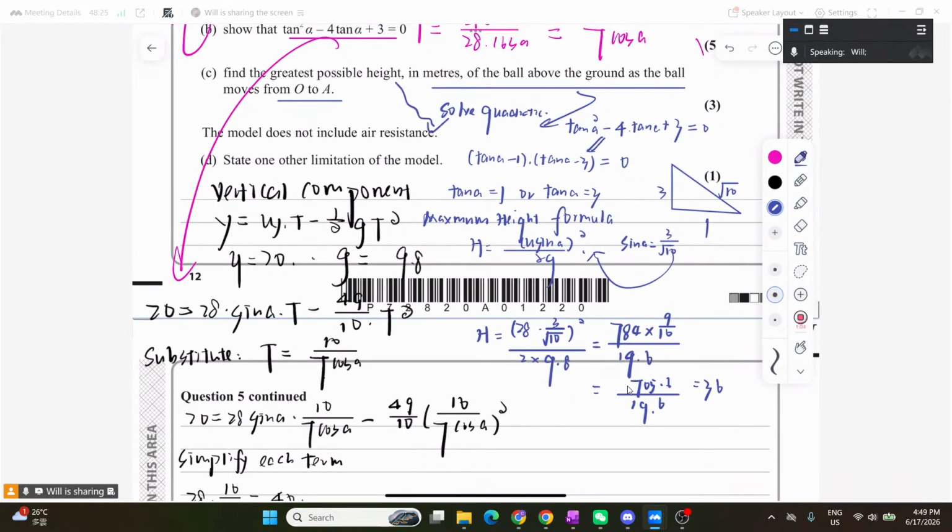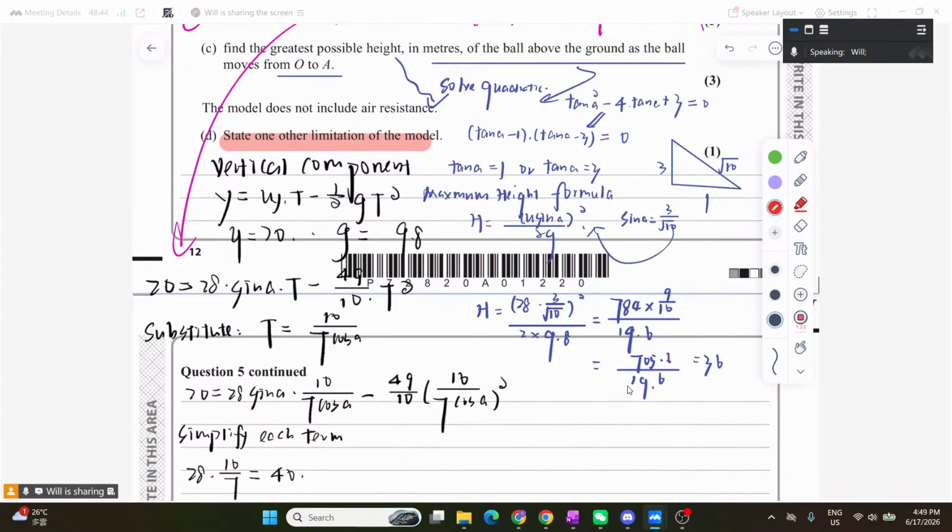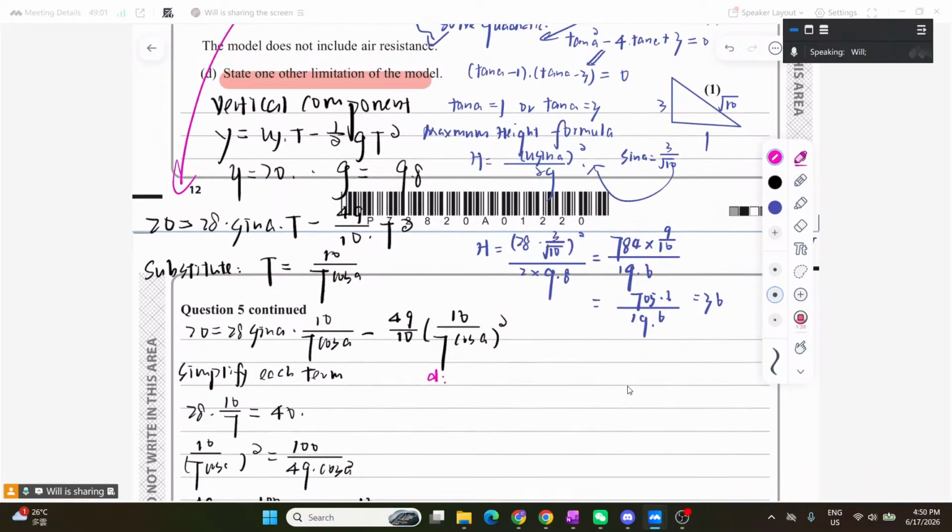Okay, for the final one, we need to state one other limitation of the model. State one other limitation of the model. This one is for the limitation. Think about what we need to state for D. The limitation is what? Think about it. The model has a limitation. It's that the model ignores the air resistance, right?